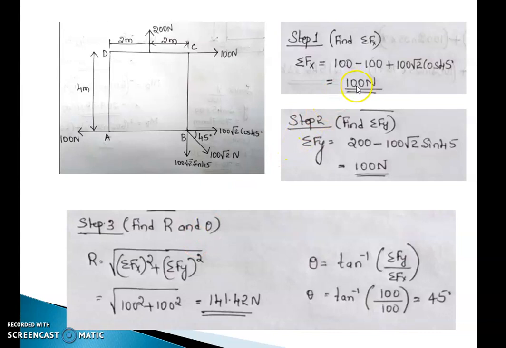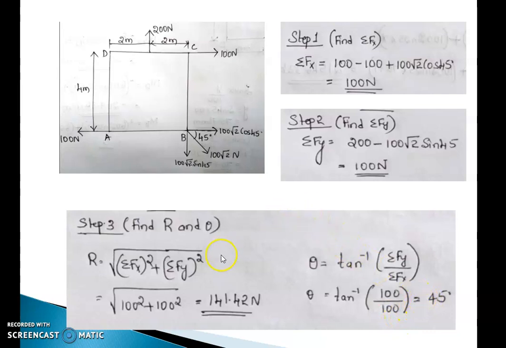Summation of f of x is 100 and summation of f of y is also 100. Substitute the corresponding values, and the answer works out to be 141.42 Newton. And theta works out to be tan inverse of summation of f of y divided by summation of f of x. So theta equals tan inverse 100 by 100, which is equal to 45 degree.